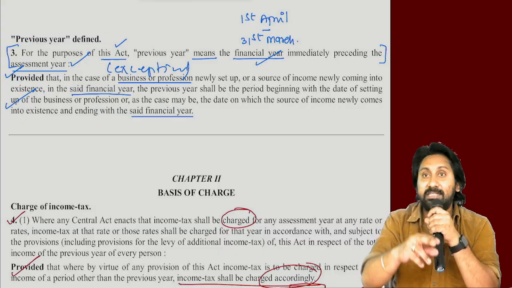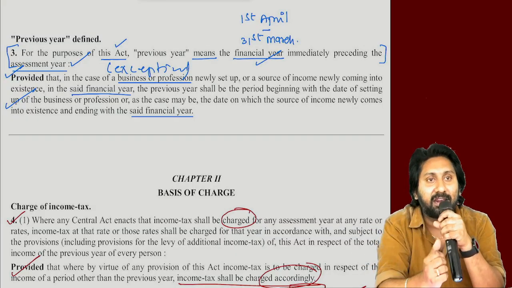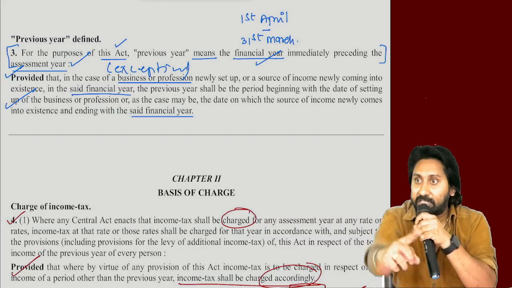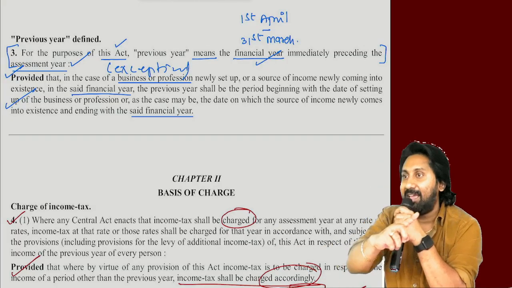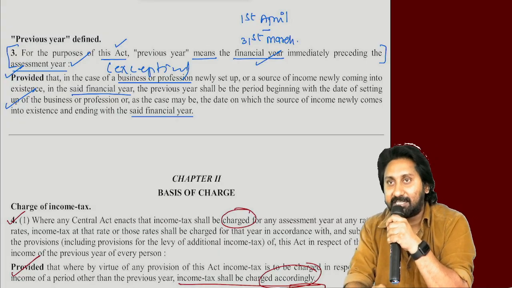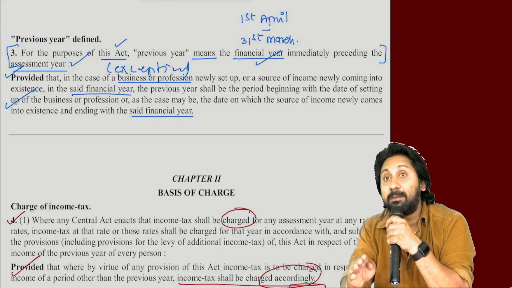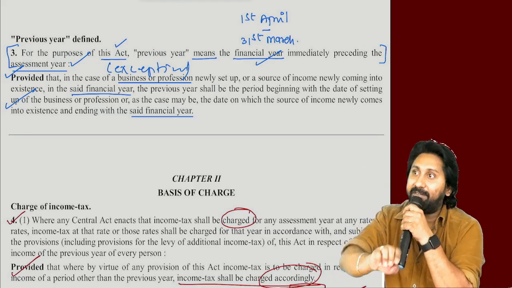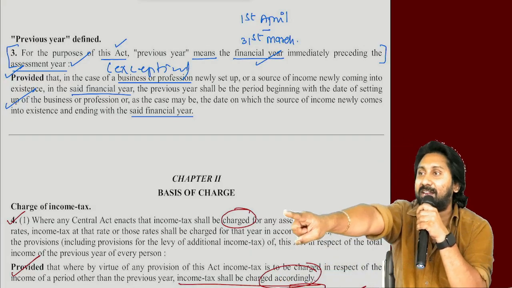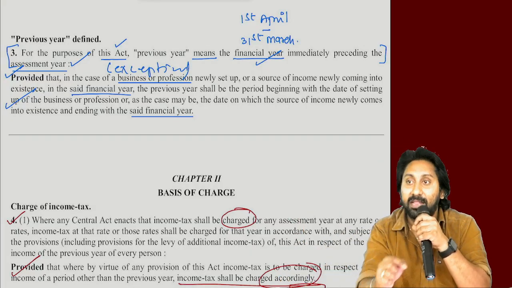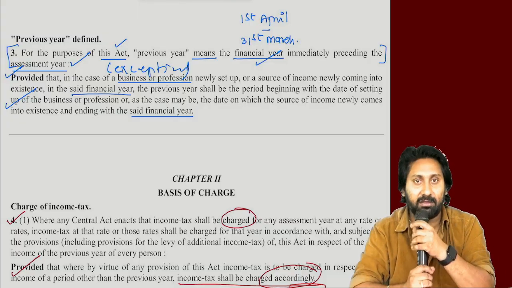Can I write like this, assessment year means a financial year? You cannot, because the reverse will also apply. What will also apply? Financial year means an assessment year. All financial years would be assessment years. A financial year can be assessment or even previous. Every assessment year is a financial year, but every financial year is not an assessment year. That's the reason why they have written like that.